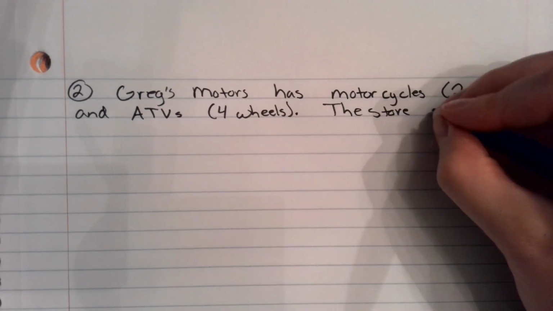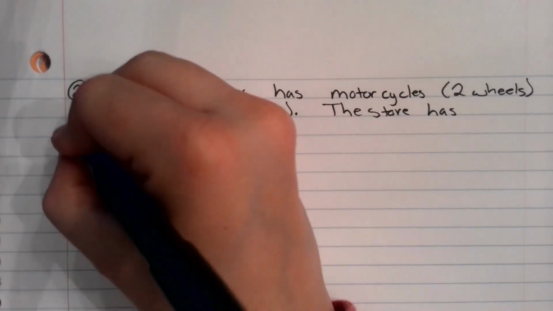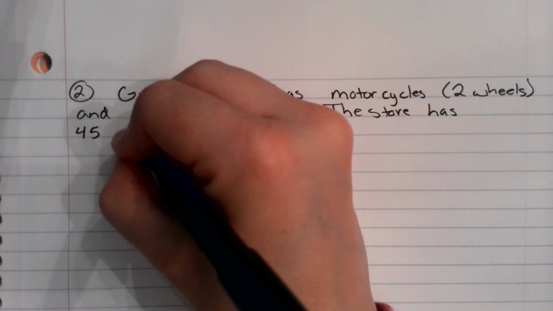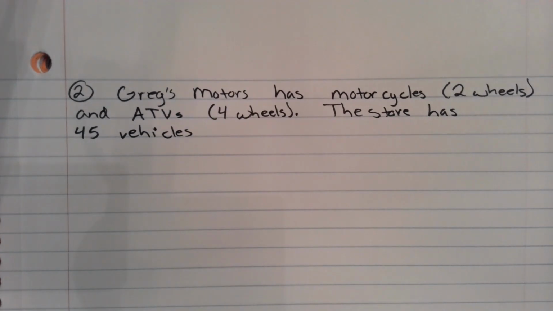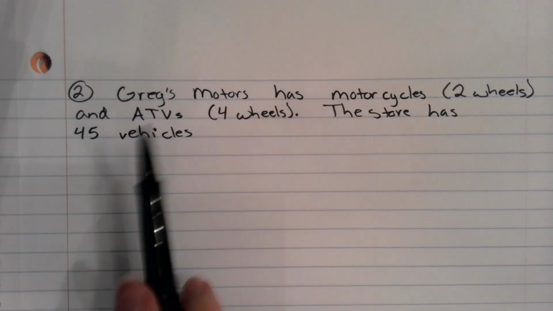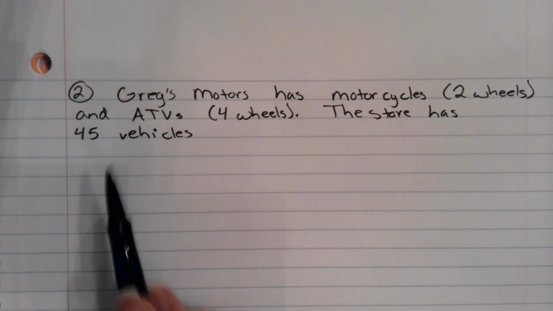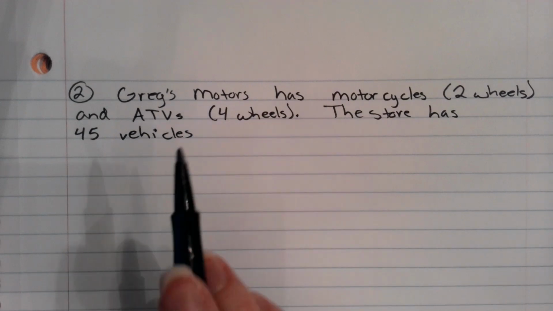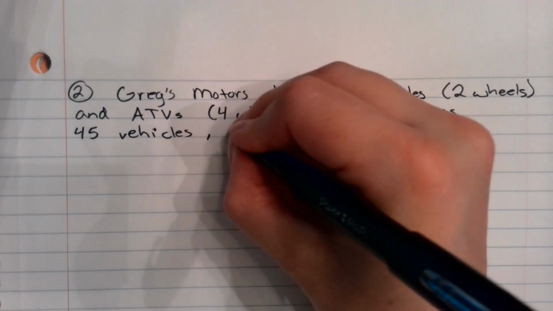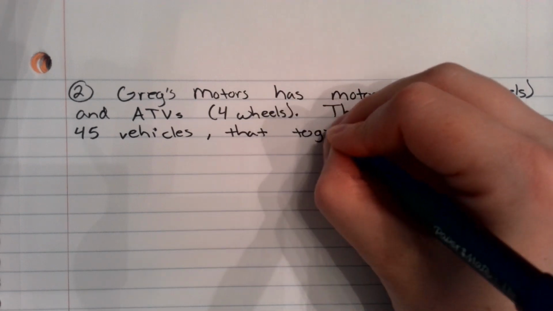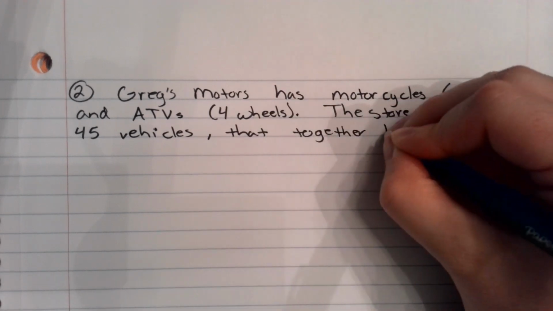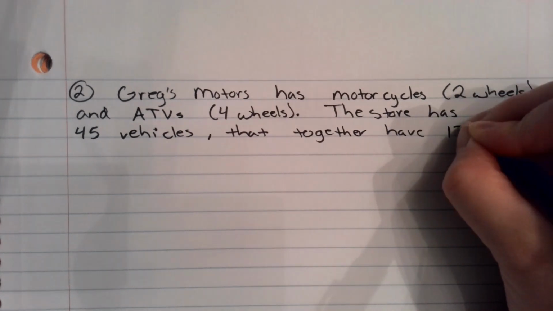And the store has 45 vehicles. Okay, in case you don't know, vehicle is just another term for a car, a motorcycle, an ATV, that kind of thing. So he only sells motorcycles and ATVs, so he's got 45 motorcycles and ATVs combined. That together have 130 wheels.